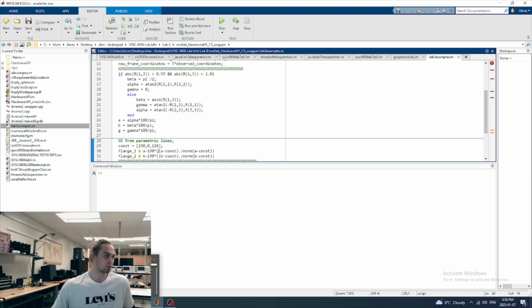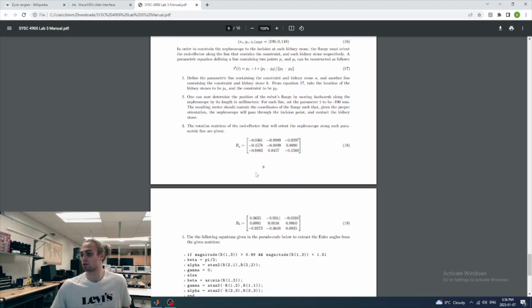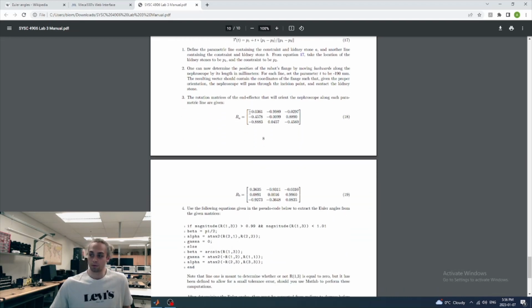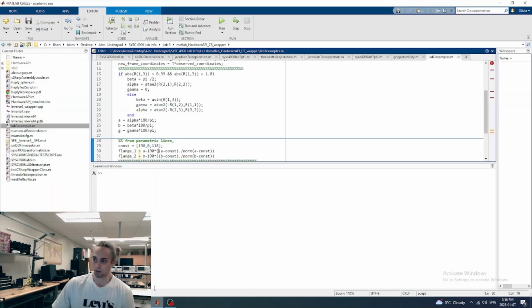And then to determine the rotational properties for each pose, I've given you guys the rotation matrices here for stone A and B. So these are the rotation matrices of the flange, and you'll be using the pseudocode that I've given here to extract the Euler angles. This is just pseudocode, so if you're going to go to MATLAB, you're going to want to change this magnitude to something else. So I've got just the absolute value here.